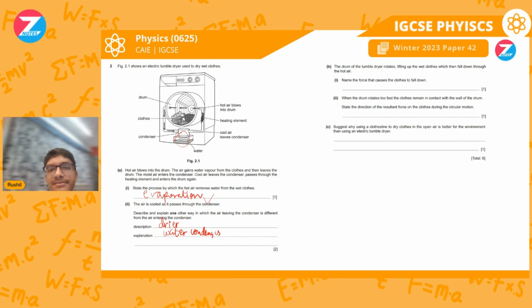Part B says that the drum of the tumble dryer rotates, lifting up the wet clothes, which then fall down through the hot air. Name the force that causes the clothes to fall down. This is a very basic question. We just know that gravity is what causes the clothes to fall down.